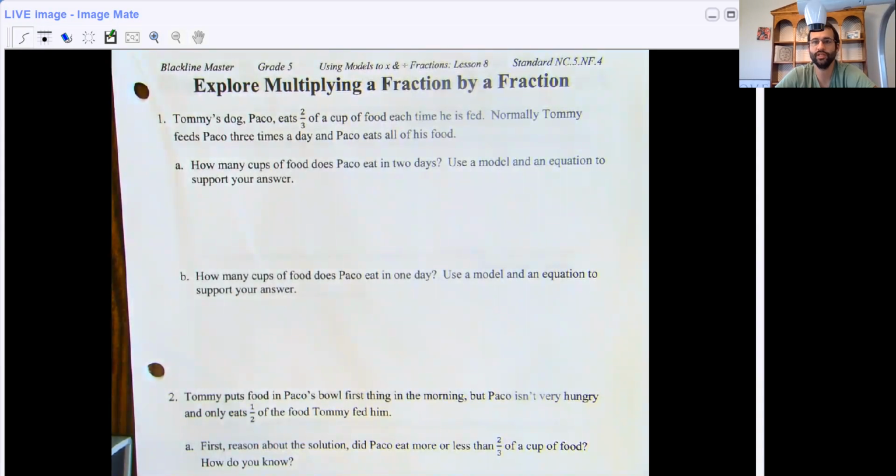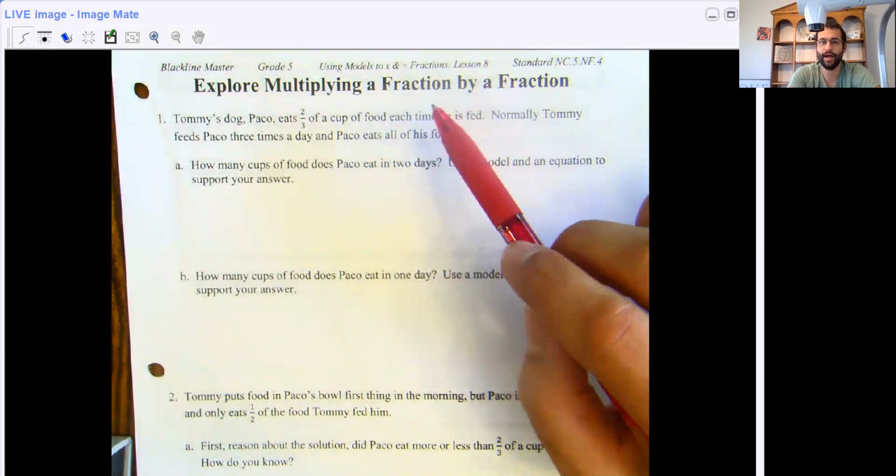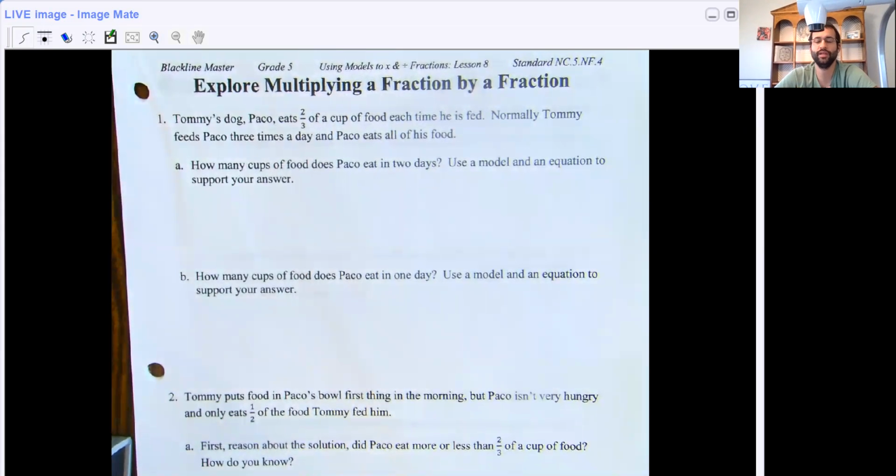We are still looking at multiplying a whole number by a fraction, but today we are going to start to explore a fraction by a fraction. So we're going to be looking at this today, exploring this to see if we can figure out exactly what we are going to be solving.